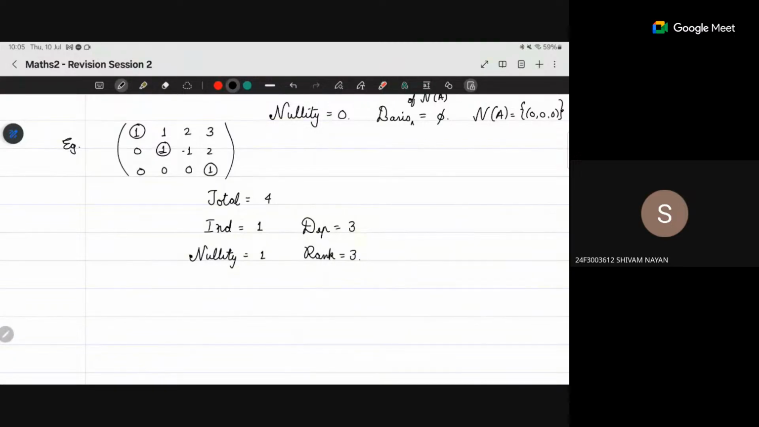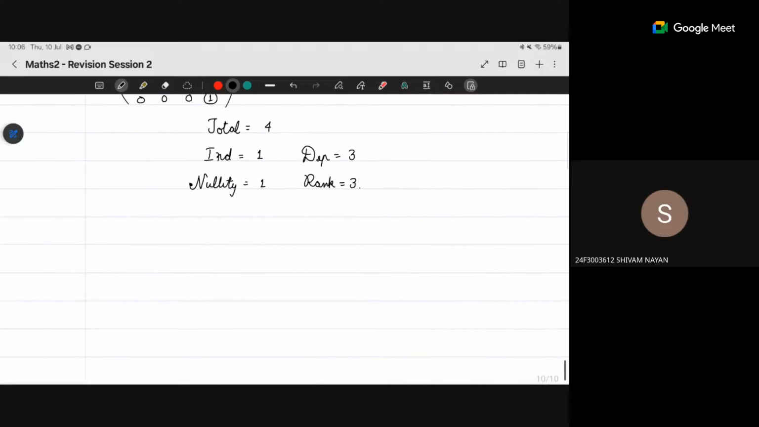So this leads to the rank nullity theorem. We have defined nullity as the number of independent variables, and we know that rank is the number of dependent variables. What is their sum? It is the total number of variables, which is the number of columns. In this case, it is 4.